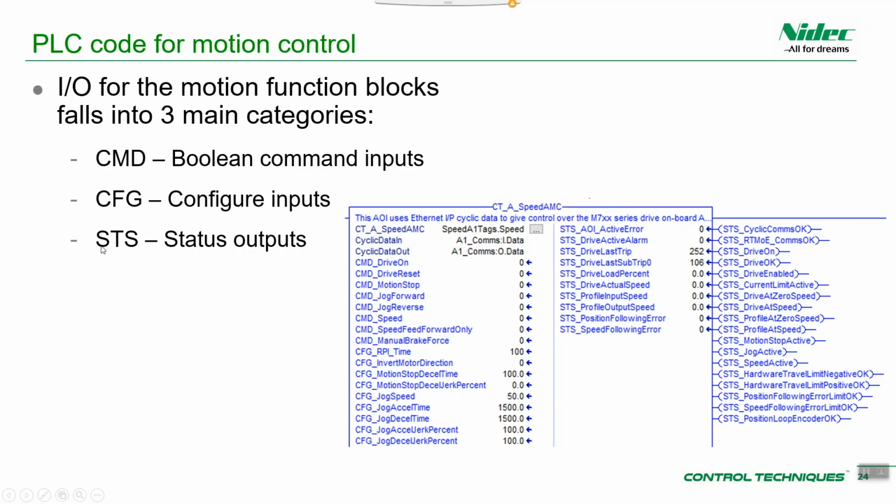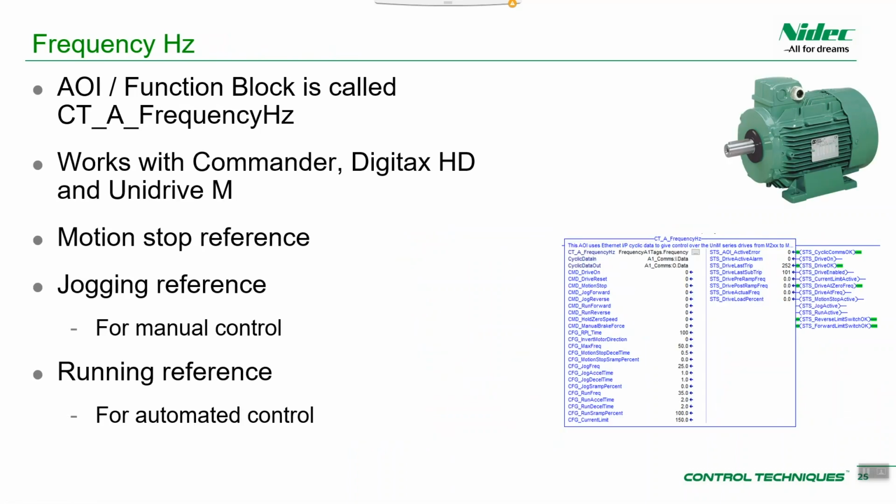And last of all, status outputs, which have the prefix STS for status. So we have a number of outputs available to you, so you can monitor profile input speed, profile output speed, following error, etc. as part of your process control. But we've also got Boolean outputs so that you can arrange your sequencing. So for example, if you have turned on jog forward and you want to know that the axis is actually actively jogging, you can check status jog active, as part of your Boolean sequencing.